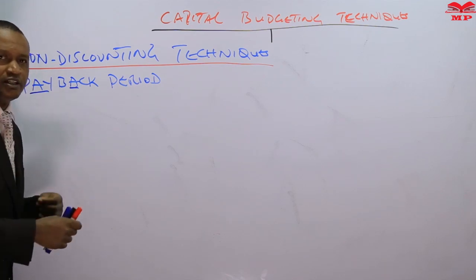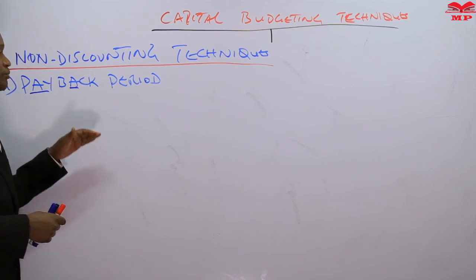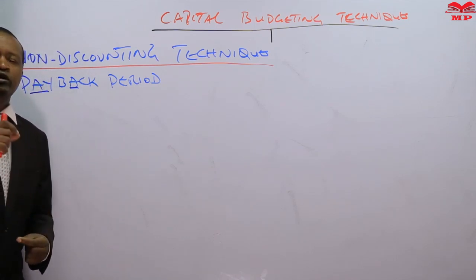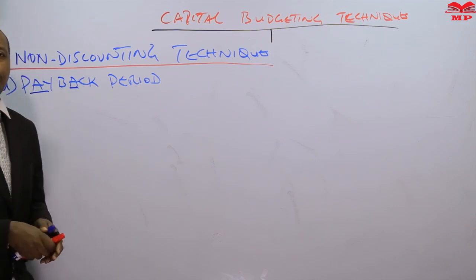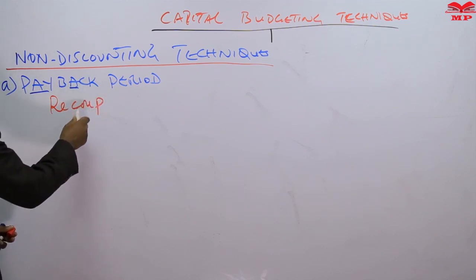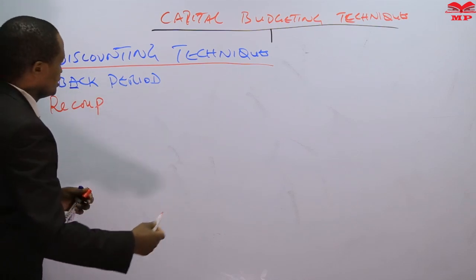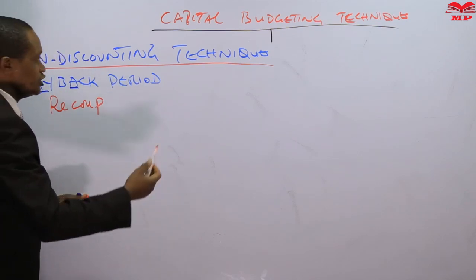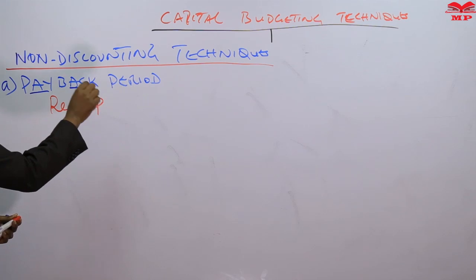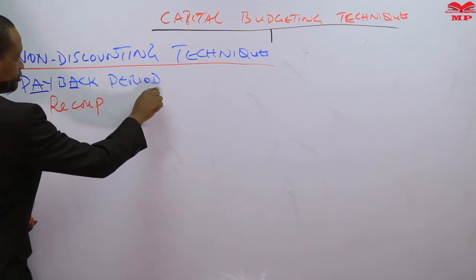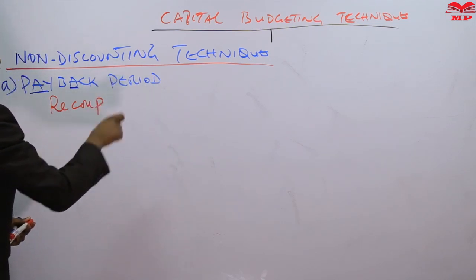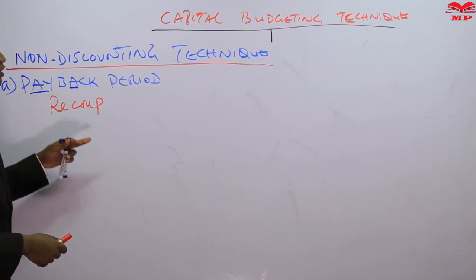All right. This technique helps us determine the number of years, the number of months it will take for a project to pay back the original investment. If you have invested in a long-term project, under payback period we are looking at the time that will elapse before the original amount is recouped. To recoup is simply to pay back the initial capital, the initial investment. So payback period is determined in terms of years. We are talking about how many years, how many months will the initial investment be recouped.